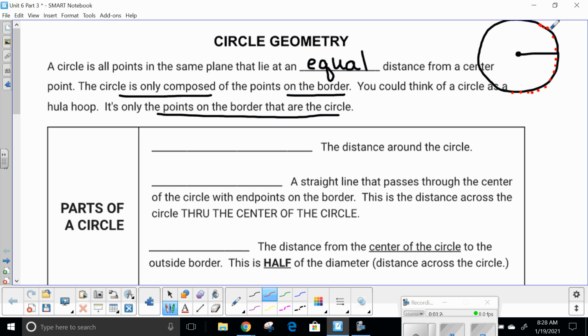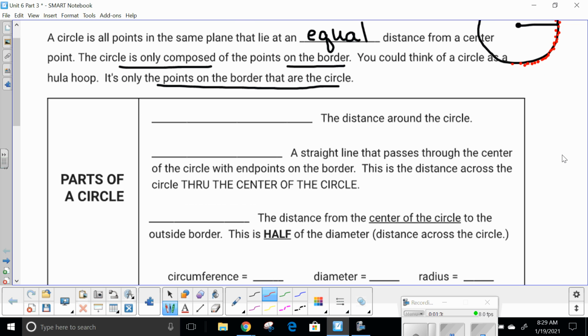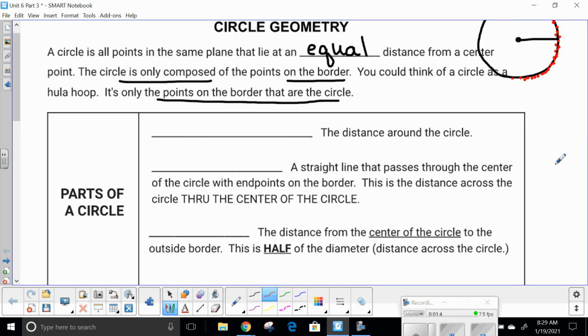And there's an infinite number of them. And they get so close together that they basically make something that looks like a line, and that's a circle. Now, there's special parts of a circle, so let's talk about those. When we talk about a word called circumference, we are talking about the distance around the circle.